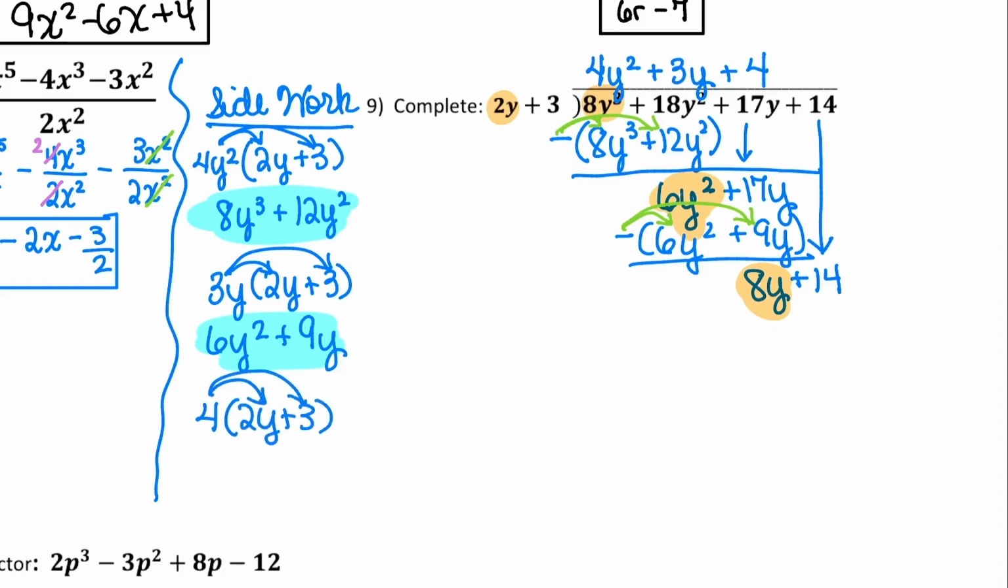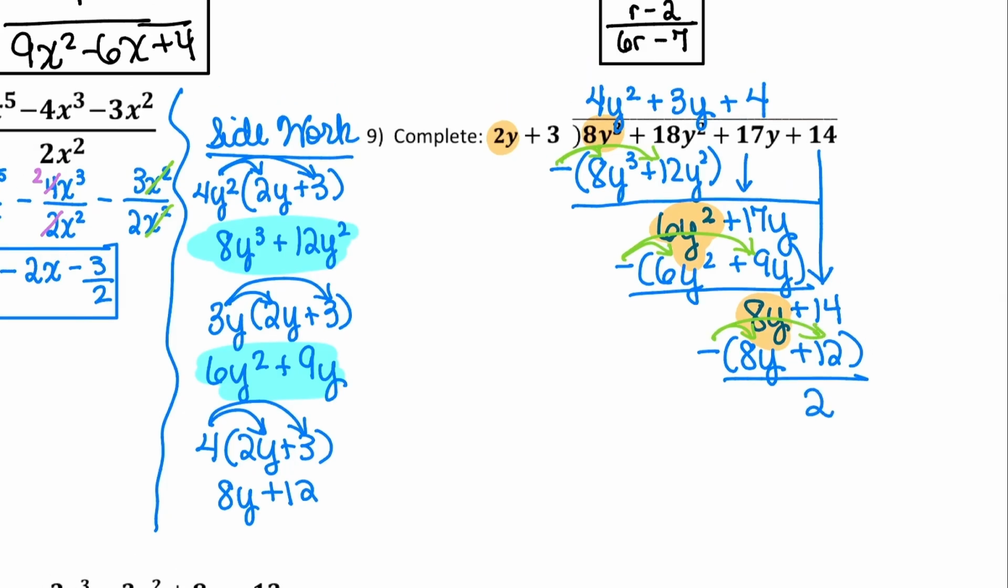We're going to distribute this 4, which is going to be 8y plus 12. Now we're going to subtract 8y plus 12. We distribute that negative, and we're going to have 14 minus 12, which is 2. The way that you write your remainder is the remainder portion over this part out here, the 2y plus 3. So your final answer for this will be this entire thing up here.